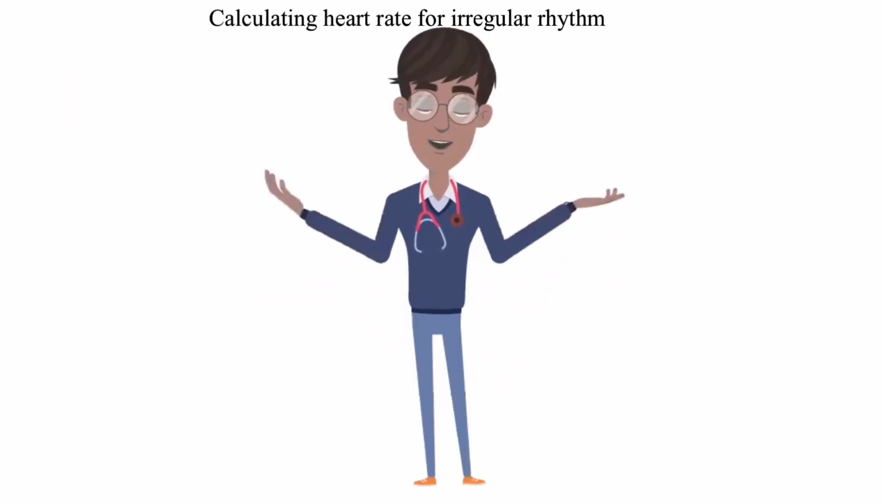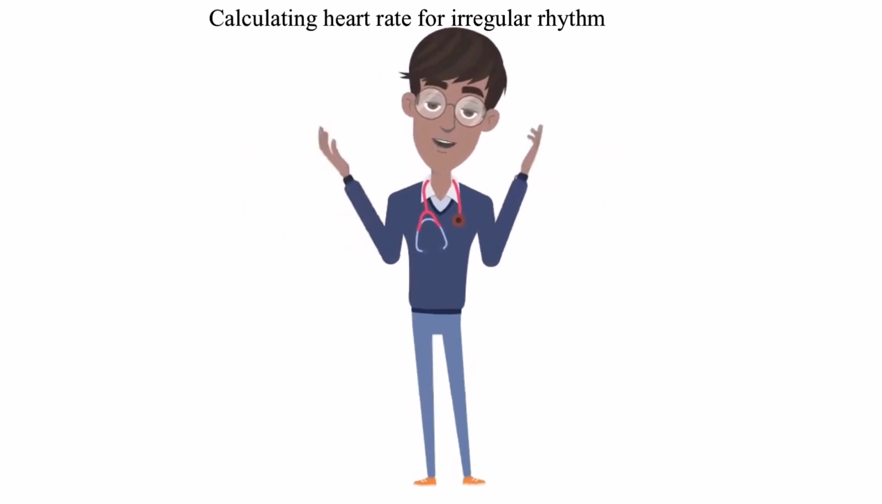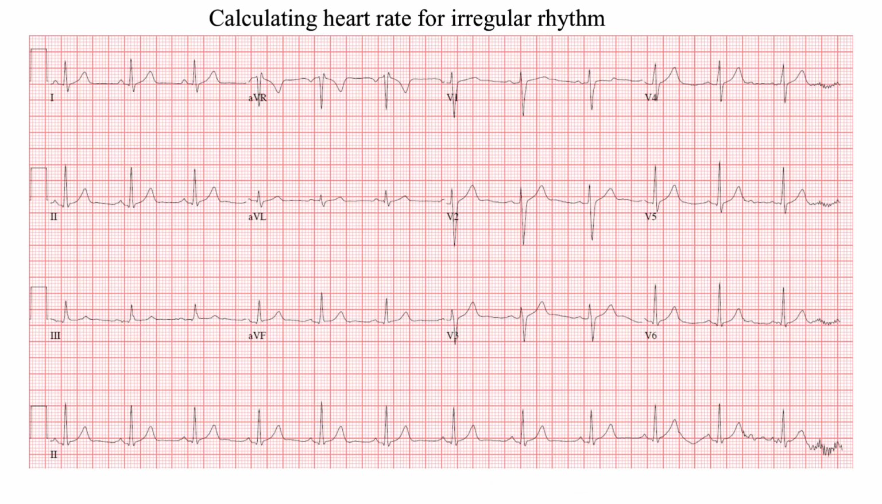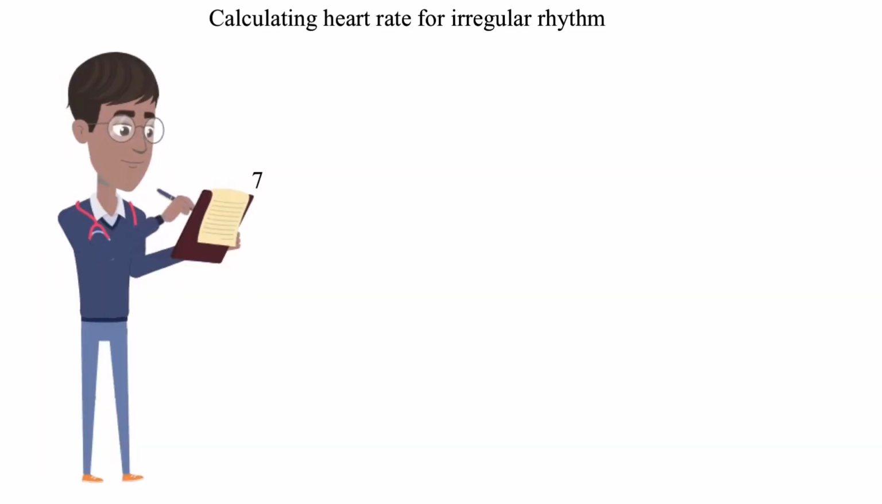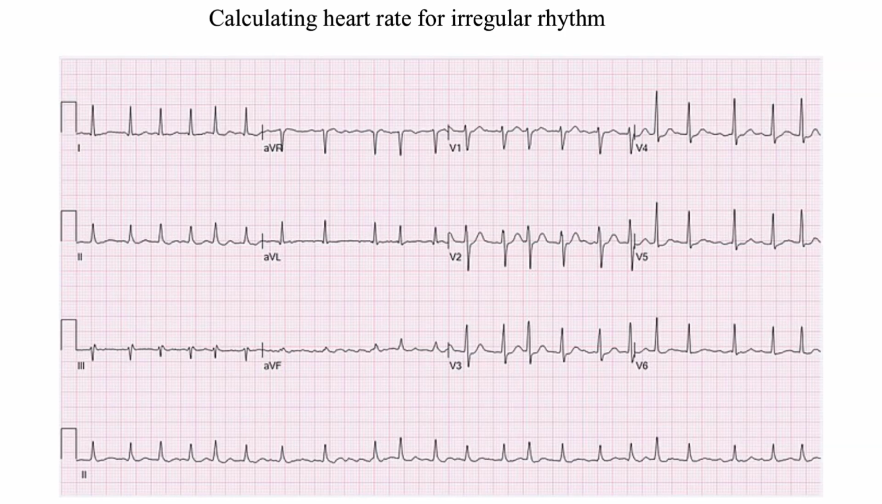The simplest way for you to calculate the heart rate of an irregular reading is for you to count 30 big boxes and then count the number of R-R intervals or QRS complexes you can find within that 30 big boxes. Afterwards, you multiply it by 10. An example of irregular reading is atrial fibrillation.